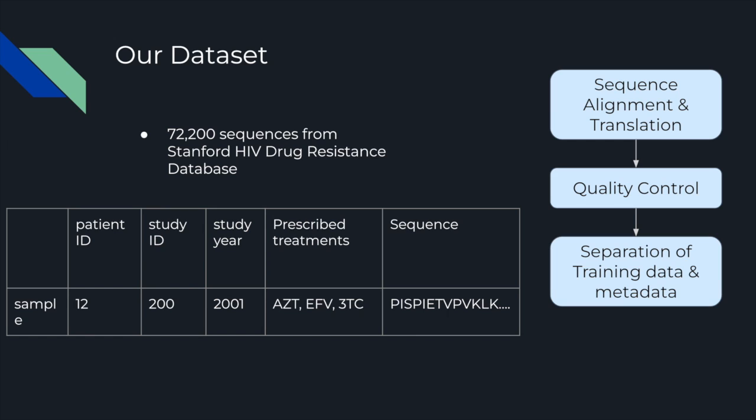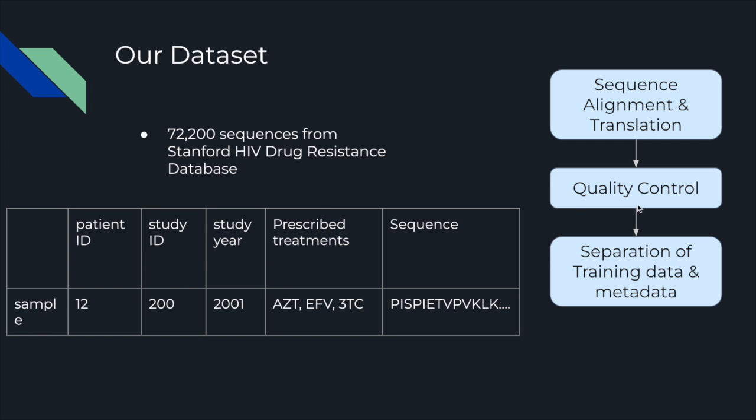The 72,200 HIV-1 reverse transcriptase sequences used in this analysis were sourced from the Stanford HIV drug resistance database. These sequences were taken from patients involved in longitudinal studies and include different treatment regimens. For each sequence, we had the patient ID, study year, and a list of the drugs administered to the patient for the purpose of HIV treatment prior to sequencing. Here, we'll refer to this additional information as the sequence's metadata.